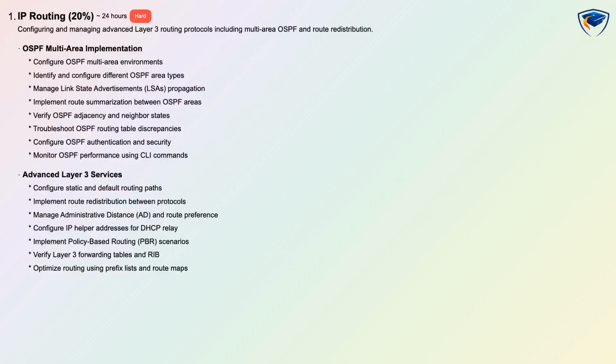IP routing is 20% of the exam and rated hard, with about 24 hours of recommended study and scenario-based assessments. You will learn to configure multi-area OSPF, manage different OSPF area types, and troubleshoot LSAs and adjacency states. The domain also covers advanced Layer 3 services like static and default routes, route redistribution, administrative distance tuning, DHCP relay, policy-based routing, and optimizing routes with prefix lists and route maps.